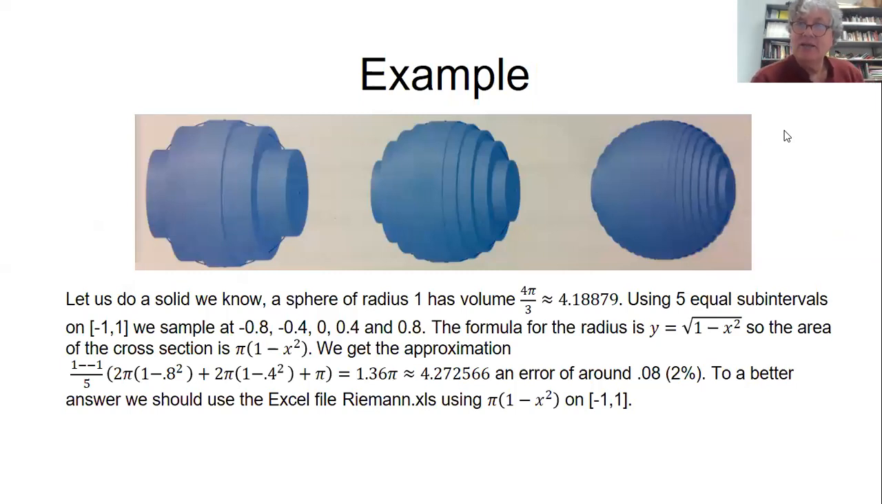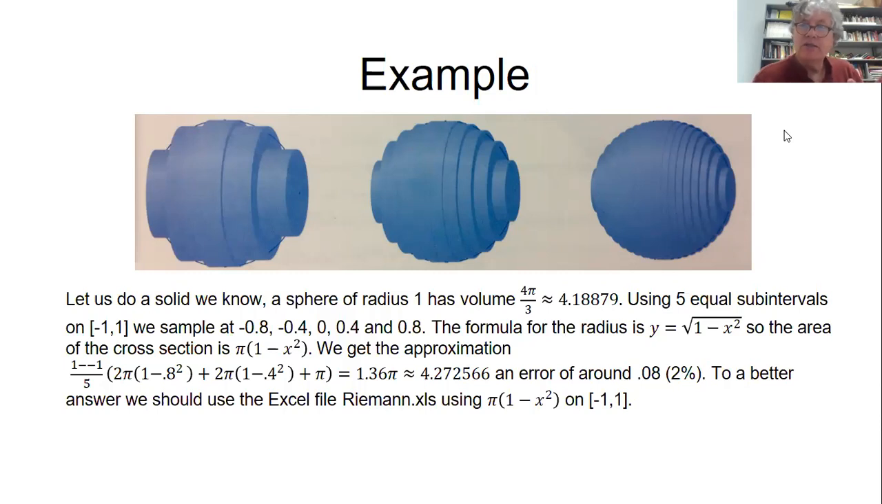Let's look at our standard example. We've been looking at circles and discs, so let's look at spheres, because we know what the answer is. The volume of a sphere is 4/3 pi r cubed. So let's look at a sphere of radius 1. That has volume 4/3 pi, which is around 4.188.